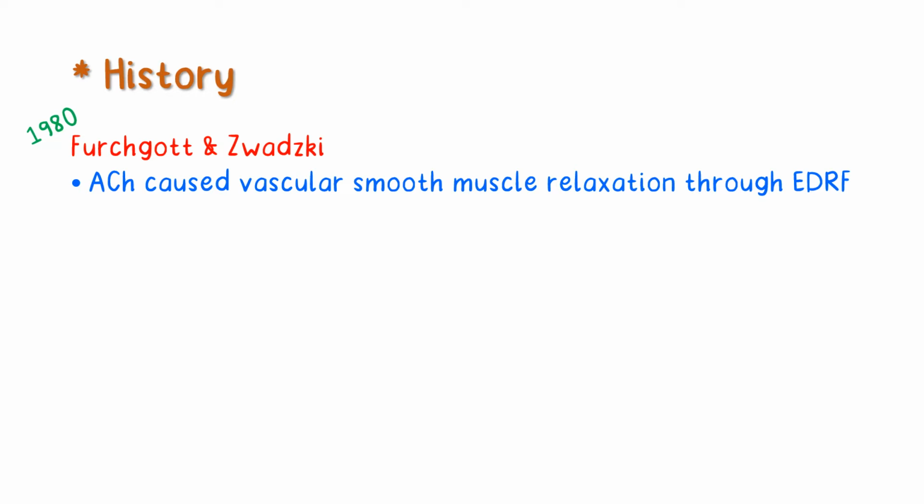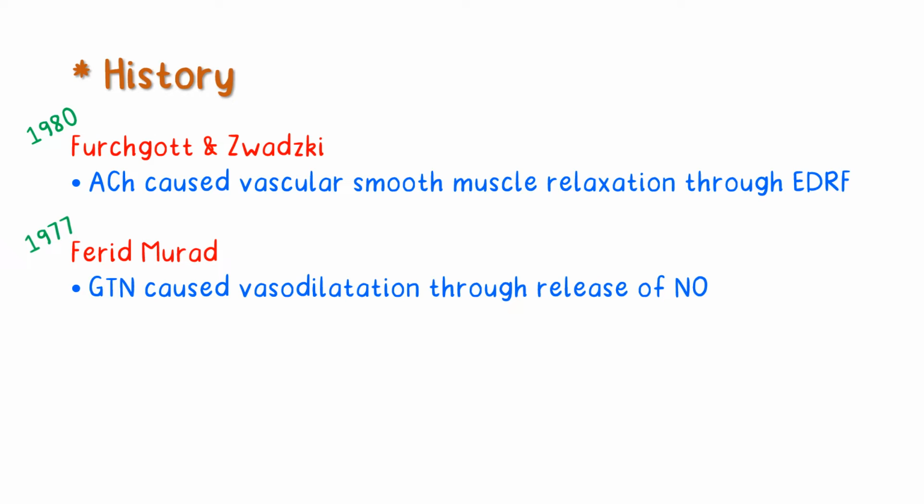Let's check the history of nitric oxide in brief. Furchgott and Zawadzki in 1980 demonstrated that acetylcholine caused vascular smooth muscle relaxation through release of endothelium derived relaxing factor. But Ferid Murad in 1977 had already shown that glyceryl trinitrate caused vasodilatation through release of nitric oxide. And later on, in 1987, Ignarro confirmed that EDRF was nothing but nitric oxide itself.